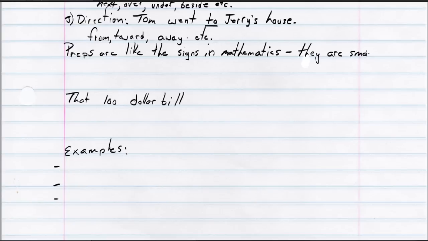They are small, common, and powerful. Let me redo that. They are small, common, and powerful. So if you think in mathematics, this symbol right here means to subtract. Okay? This symbol means to add. It changes everything. If I have 2 minus 2, that's very different than 2 plus 2.